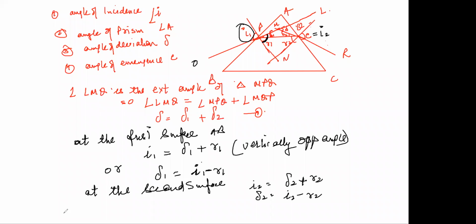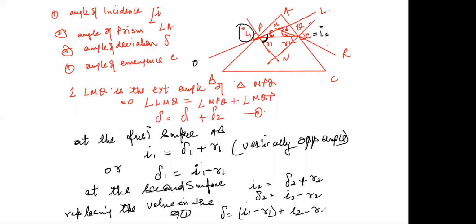Look here, replacing the values in the first equation. In equation number 1, I got delta equals, now I have to replace the values of delta 1 and delta 2 here. Delta 1 is I1 minus R1 plus I2 minus R2. I'm taking the next slide now. So this is noted by all of you. Yes, all have noted down. So starting from here, delta equals I1 minus R1 plus I2 minus R2.